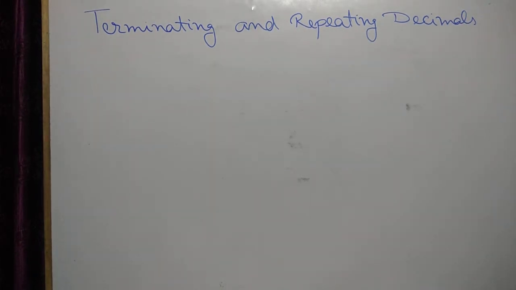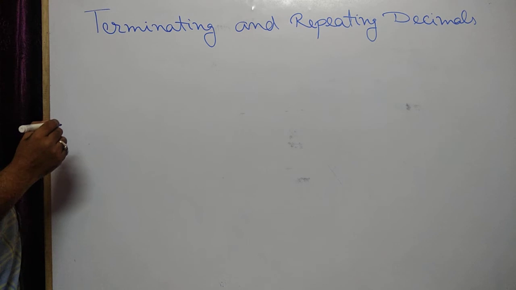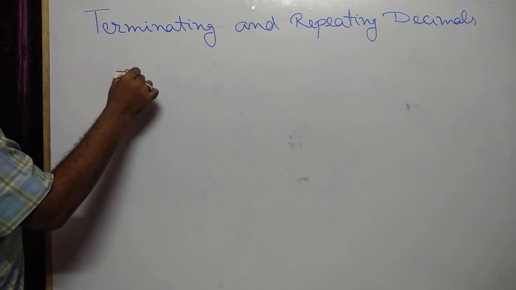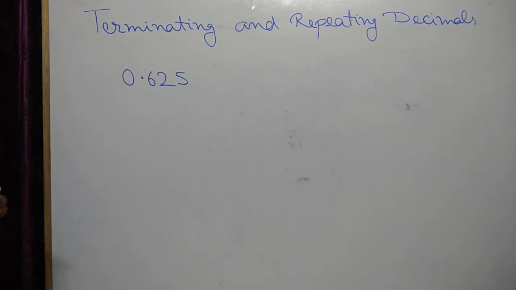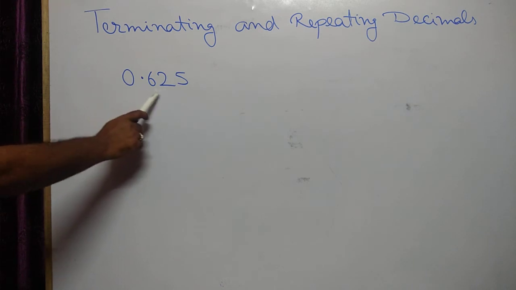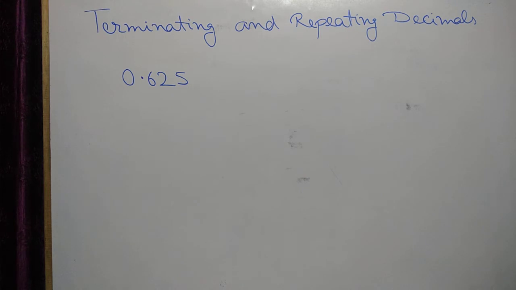Hello students, as you are observing on board, today we are going to discuss terminating and repeating decimals. What are terminating and what are repeating decimals? Let's start. Suppose we have the decimal 0.625. In this decimal, after the decimal point we have a finite number of digits, and these digits come to an end, that is 5. This type of decimal is known as a terminating decimal.